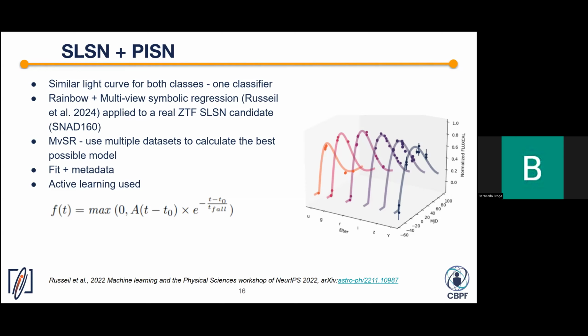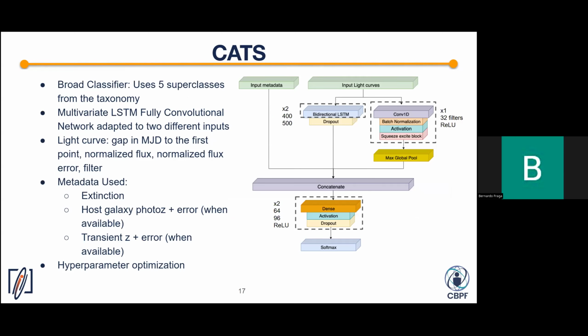And also, this is, I think, the only one that uses active learning, in which you keep feeding the training sample with more. You start small and then you start adding objects to your training sample iteratively until you are satisfied with the results. And last but not least is CATS.